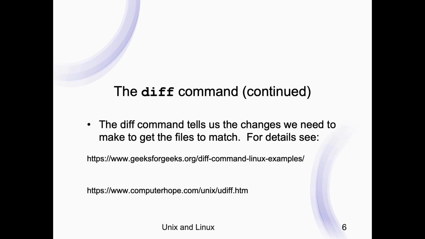Okay, so the diff output uses specific symbols. For more details, you can go to these sites, but basically it'll use the letter A for added, D for deleted, and C for changed. Interestingly enough, this diff command is the foundation for version control systems like Git that you've learned about.